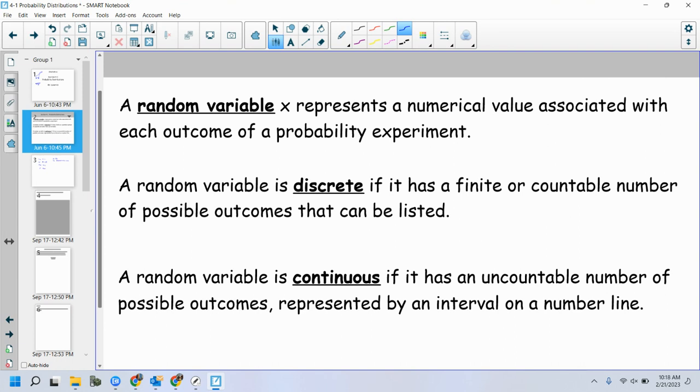A random variable is discrete. Now we have to understand the difference between the words discrete and continuous. We talked about this in calculus as well, that idea of continuity. Continuous just means that there would be no gaps or breaks in the data. Discrete means there would be gaps and breaks. What do I mean by that?